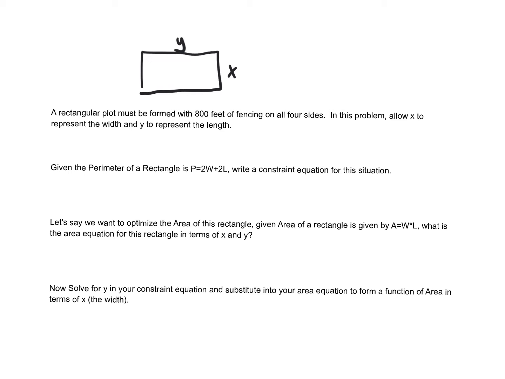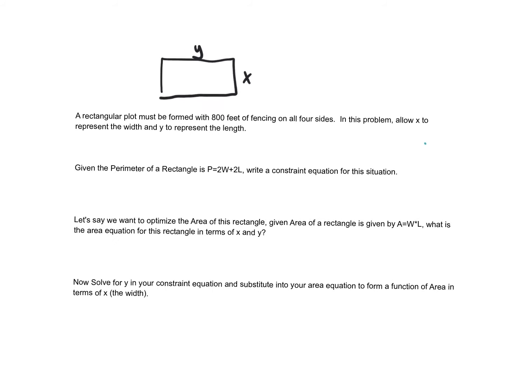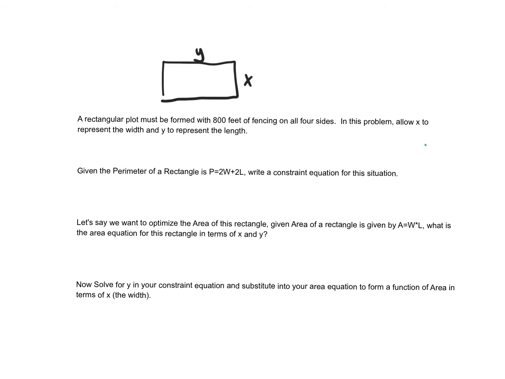So we want to form this rectangular plot by using 800 feet of fencing on all four sides. So we have to cover all four sides of the area with this 800 feet of fencing. So that is our constraint. That means that is what we cannot go over. We cannot go over 800 feet of fencing. We have no more fencing. And based on that, we want to use this fencing to maximize or optimize our area. Optimize just means make the biggest, or make the smallest if you want to minimize.